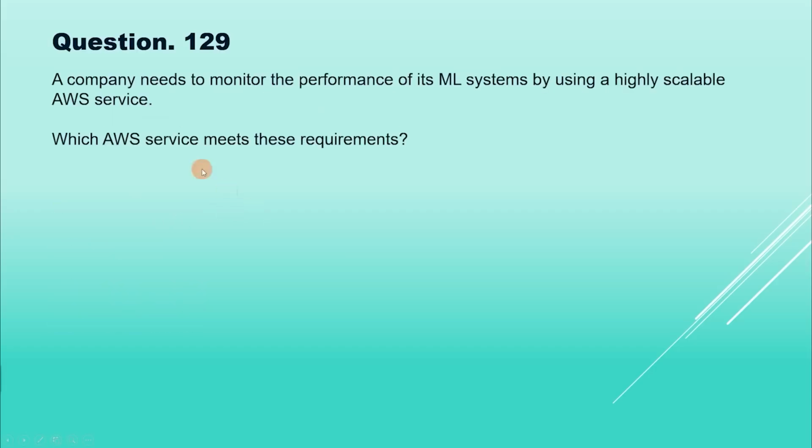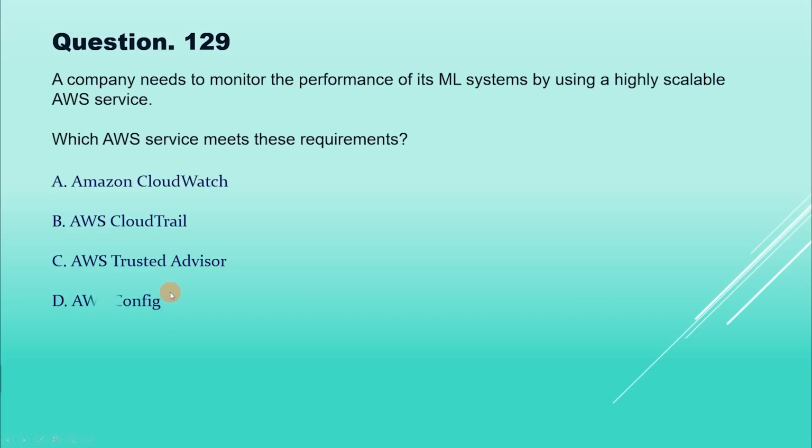Now question number 129. A company needs to monitor the performance of its ML system by using a highly scalable AWS service. Which AWS service meets this requirement? Here are the options: option A, Amazon CloudWatch, option B, AWS CloudTrail, option C, AWS Trusted Advisor, option D, AWS Config. So the correct answer here will be option A, Amazon CloudWatch, because it is a highly scalable monitoring service that tracks and provides performance metrics for AWS resources, including machine learning systems. It allows for real-time monitoring and alerting. So option A is correct here.